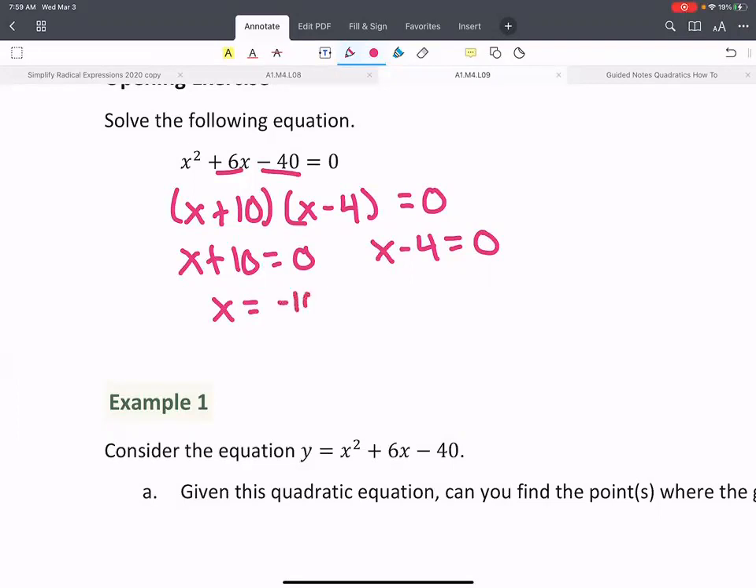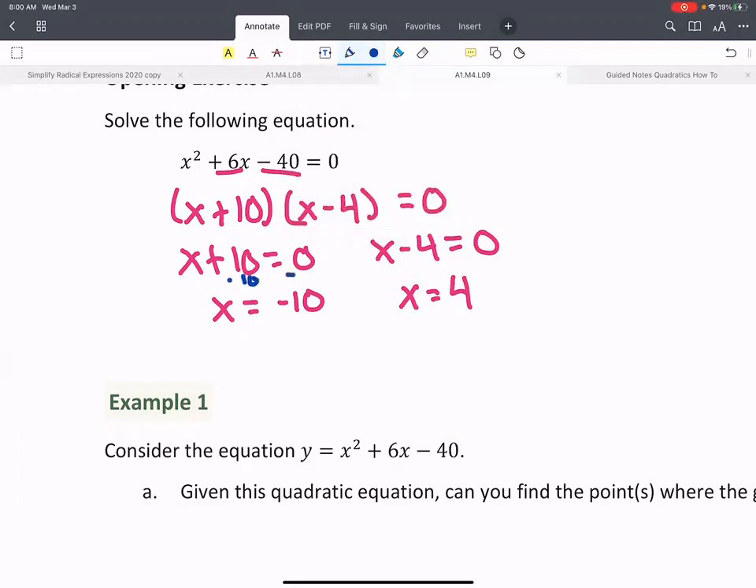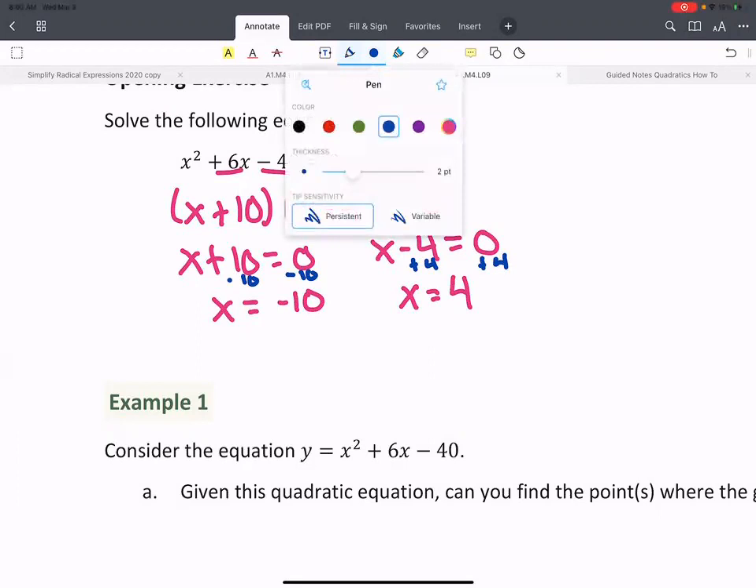Negative 10. Yeah, if I subtract 10 from both sides, I get negative 10. If I add 4 to both sides, I get x equals 4. If you need to see that in between step, I just subtracted 10 from both sides, added 4 to both sides. Okay. Now, that says x equals negative 10 and x equals 4.